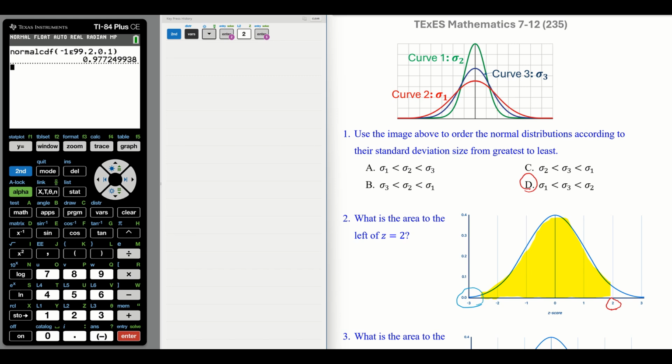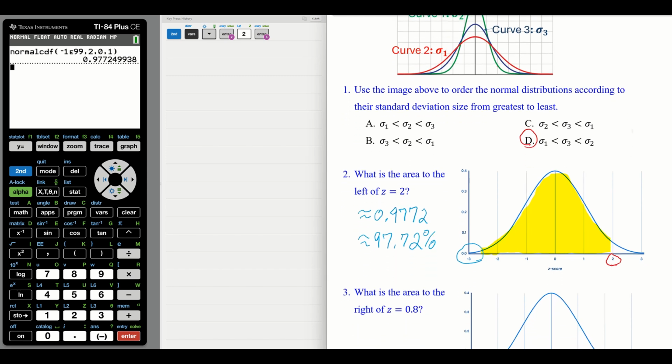Now, there are 2 ways you may see this written. This is almost equal to 0.9772, or we can say 97.72%.